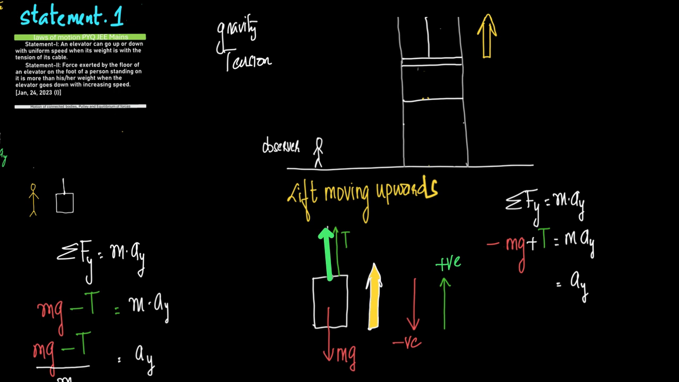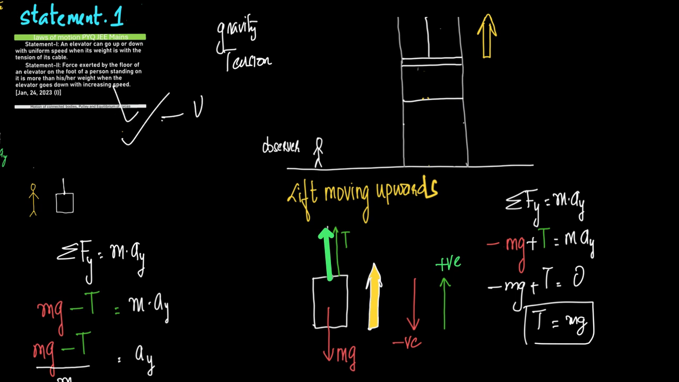And as in the previous statement, we know that the acceleration here is also equal to 0. Therefore I can write that minus mg plus T is equal to 0, and therefore T is equal to mg, which makes statement 1 to be true. So statement 1 is true in both the cases where it is moving upwards and downwards, right? So that part is clear. Now let's move on to statement 2.